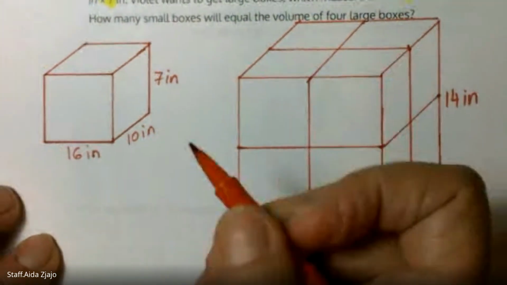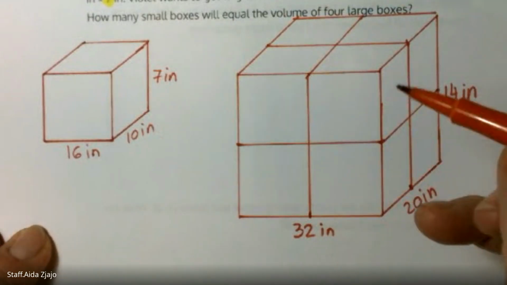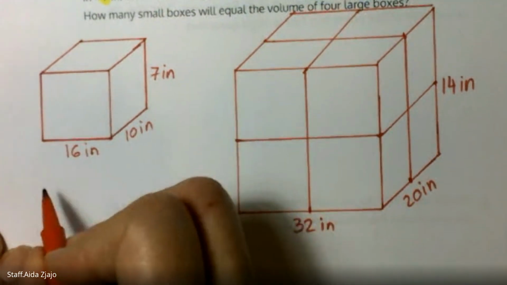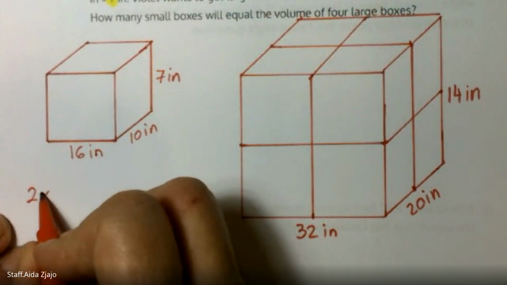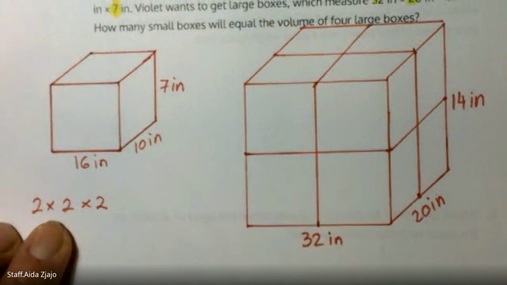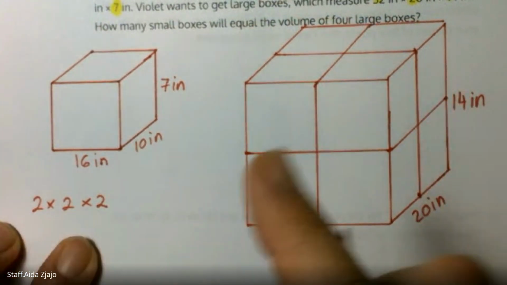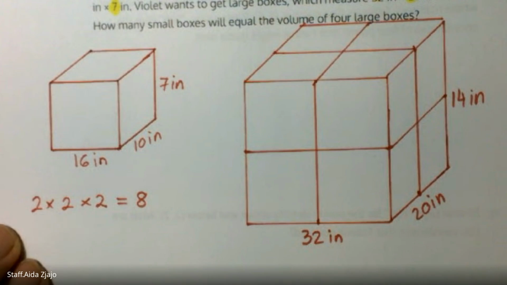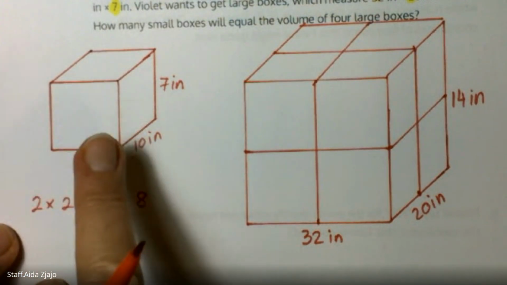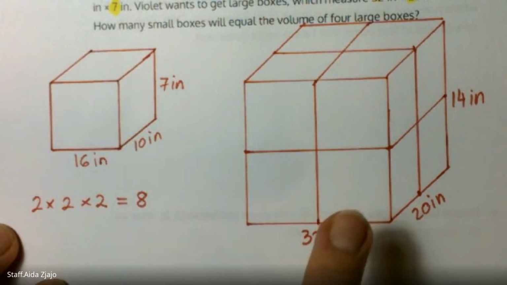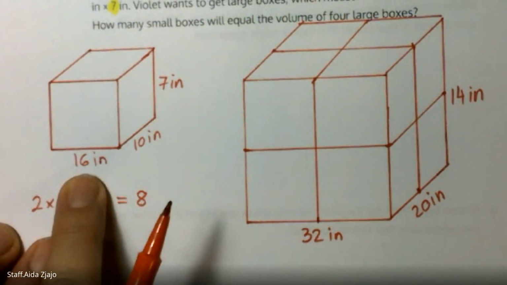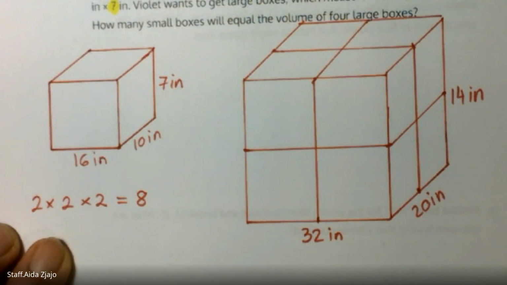So how can we prove it? We know that each of these dimensions is twice bigger. So it's 2 times 2 times 2. Twice bigger, twice bigger, twice bigger makes 8 times greater. So we can say that each dimension of the large box is twice bigger than the dimension in the small box. So the volume of the large box is 8 times as great as the small box.